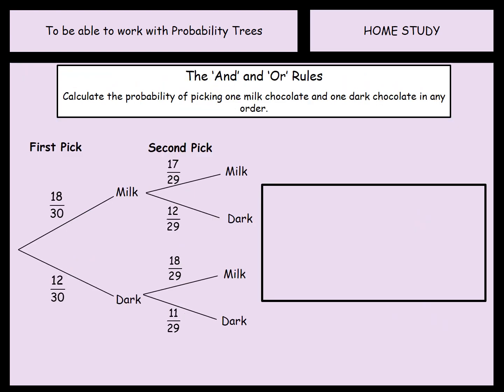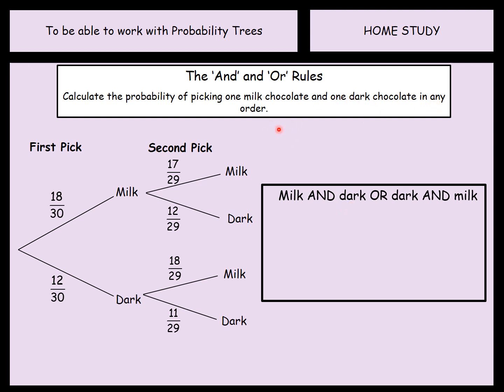So I've already mentioned the word and in some detail before. We're going to look at the actual rules here, the and the or rule. So calculate the probability of picking 1 milk chocolate and 1 dark chocolate in any order. Now the rules that we're going to look for are milk and dark because it says in any order.